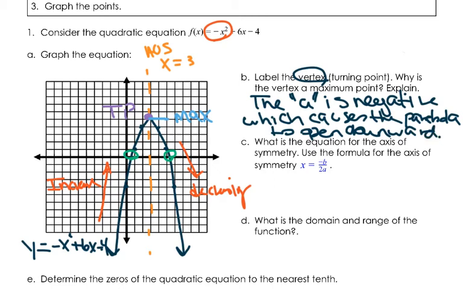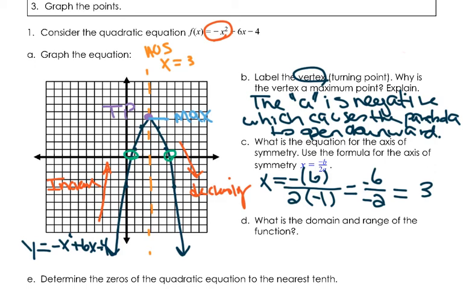Okay. Letter C. What is the equation for the axis of symmetry? Something else we annotated. Okay, but it says use the formula of the axis of symmetry. So let's see if we could use the formula to get the same answer. So we have x equals negative b, here b is 6, divided by 2a, and a is negative 1. And you get negative 6 over negative 2, and that is 3. Exactly what we have here.